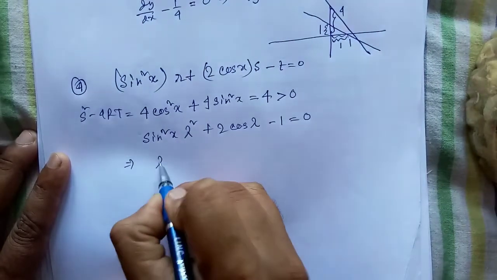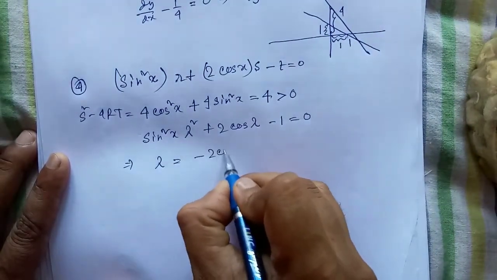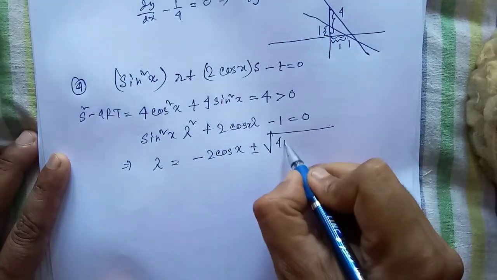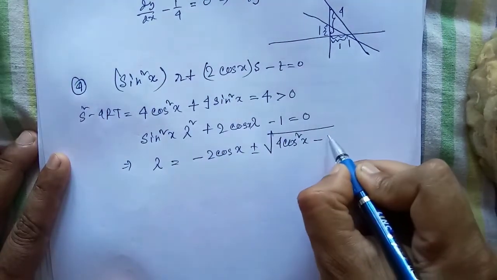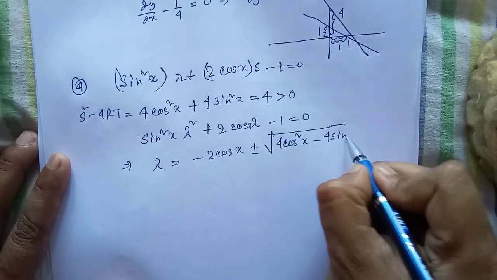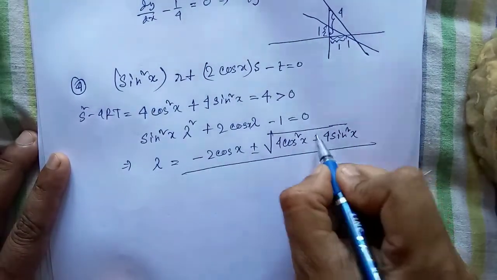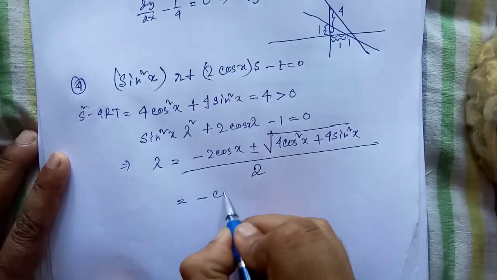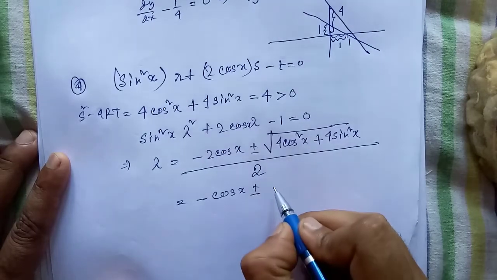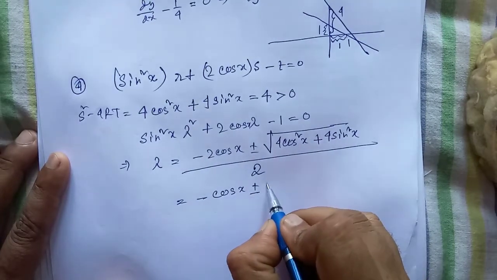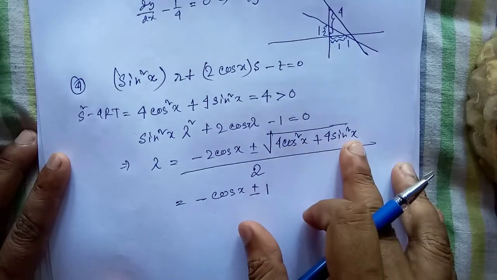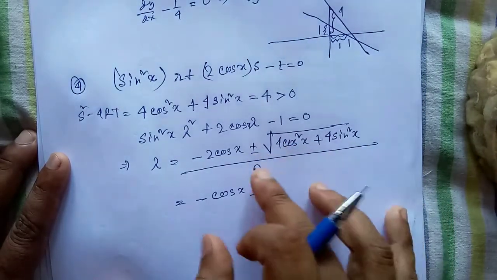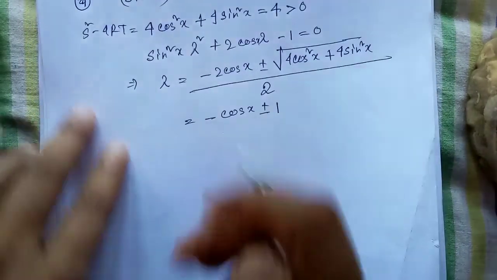Now to find the solution of this quadratic, 2 cos x λ − 1 = 0. So we have λ = (−2 cos x ± √(4 cos²x + 4 sin²x))/2. So you have −cos x ± 1, right, because this will be equal to 4 and the root of 4 is equal to 2, and 2 by 2 is equal to 1.